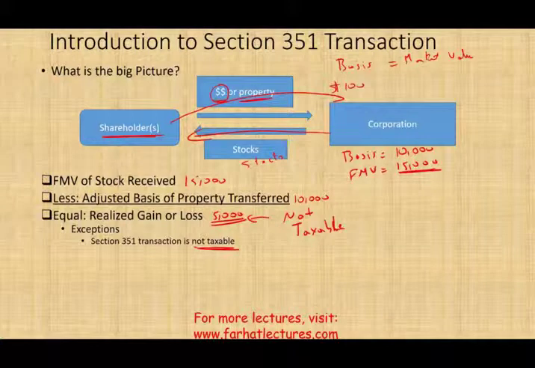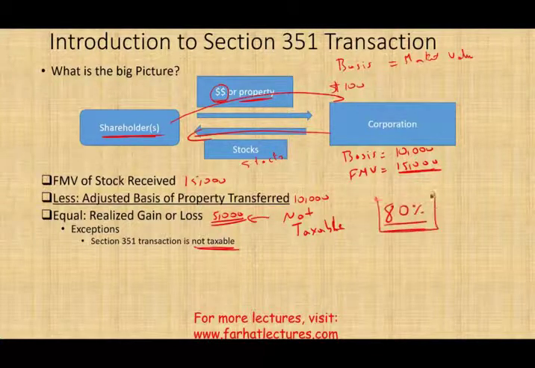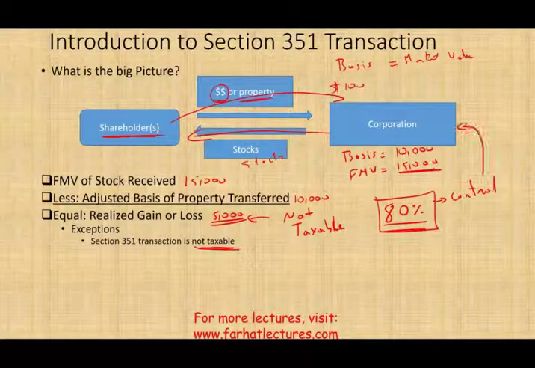Now the question is, why? You have to understand why the government would allow you to transfer this property. Let me just make sure one rule is clear. When this transaction happens, the shareholder or shareholders must control 80% of the corporation. After this transfer, the shareholders, and it could be more than one, could all get together and make the contribution, as long as they control 80% or more of the corporation, this is where Section 351 kicks in. I just want to make sure we understand there are certain conditions.